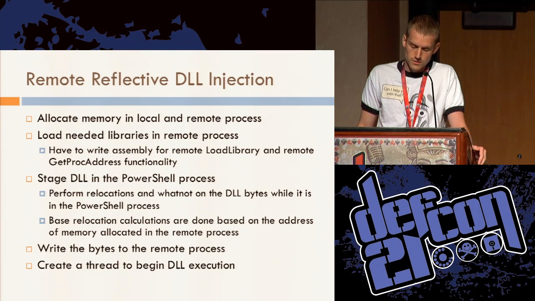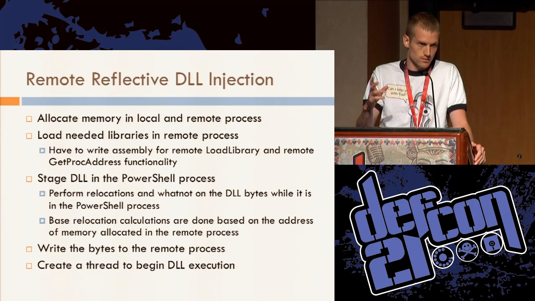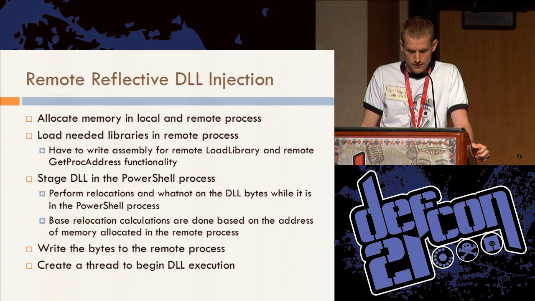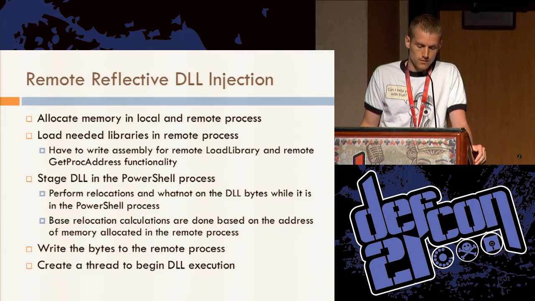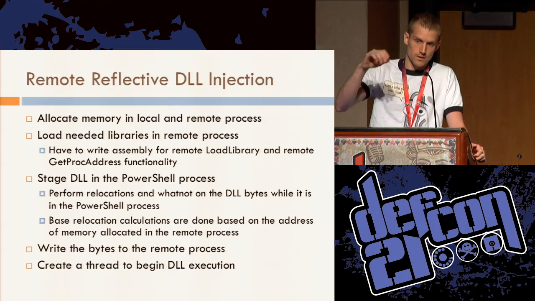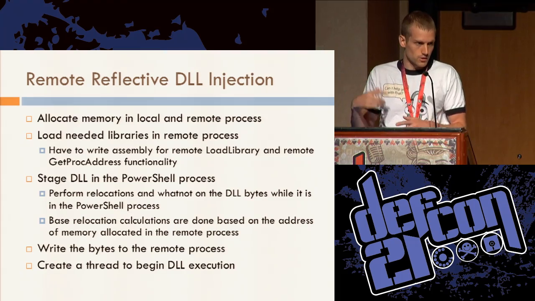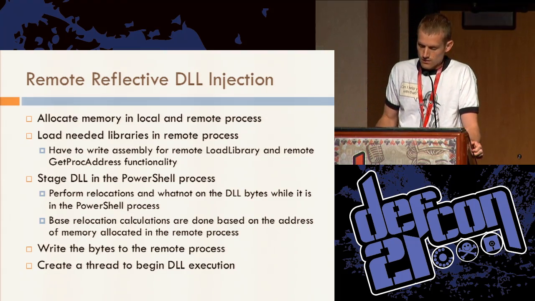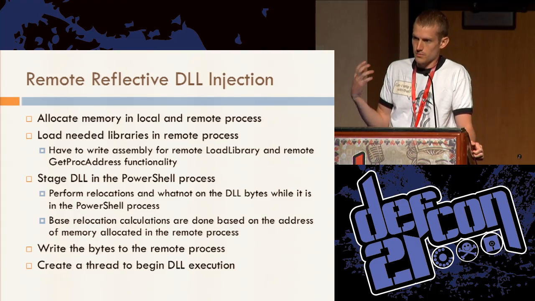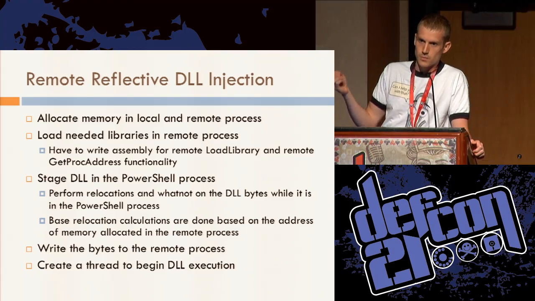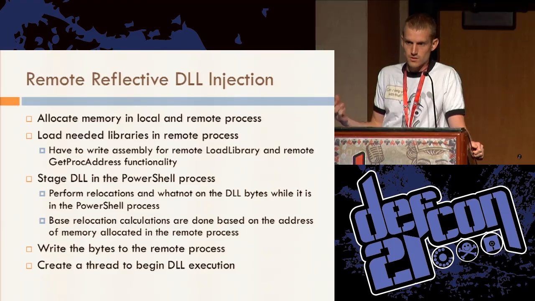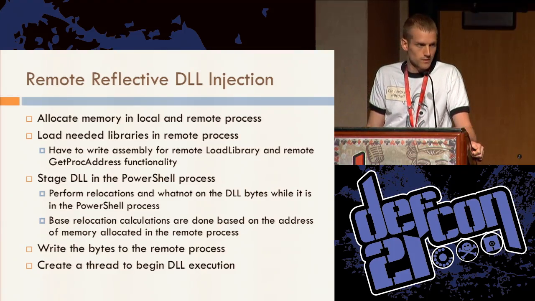Except when I load those DLLs, I actually load them in the remote process. And I get the function addresses for everything in the remote process. And when you do your base relocations, similarly, you use the memory address for the memory you allocated in the remote process when you're doing your base relocation calculations. And once you've done all this, you end up with the DLL, which is currently in the PowerShell process, but all of the memory addresses have been patched as if it was being loaded in the remote process.